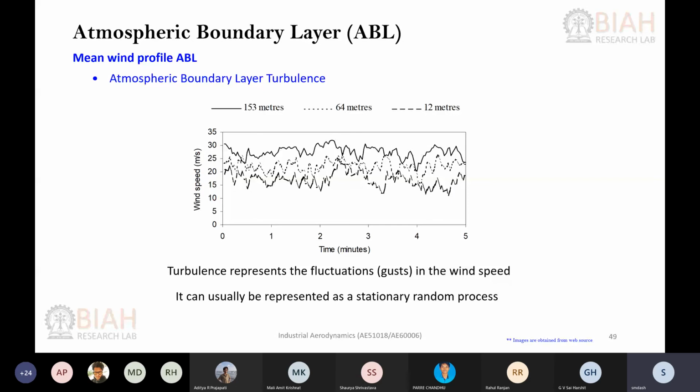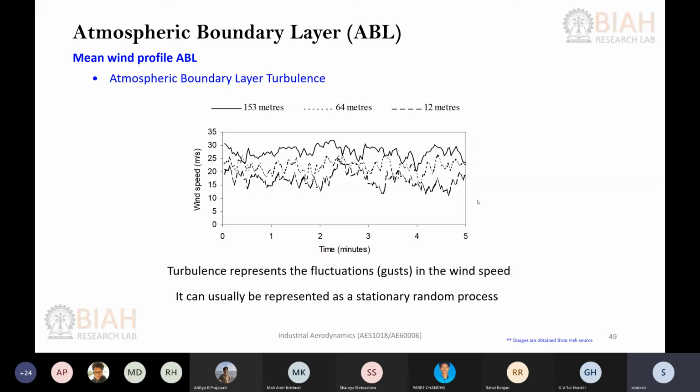Before we wrap up, let's quickly see what turbulence quantities we can estimate in the atmospheric boundary layer, which we have already discussed. This is just a quick overview. You can see that the wind velocities or wind speed fluctuate over time, at different heights as mentioned here.